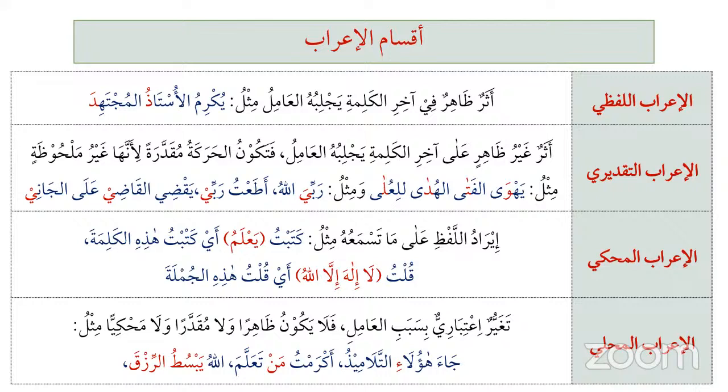So the i'rab is mahalli. So we will say هؤلاء is ismul ushara fi mahalli raf. It's in the position of raf, لكونه فاعلا, because it is fa'il. So words which are mabni, generally these are the words that will experience the إعراب محلي. Now look at another example.